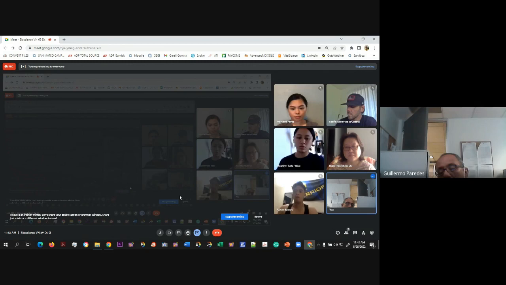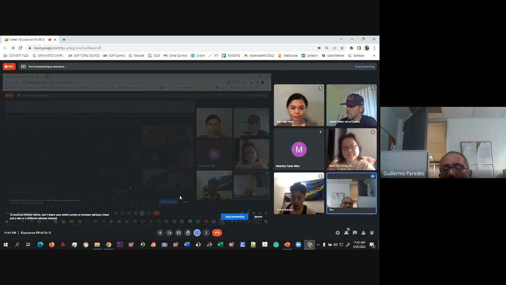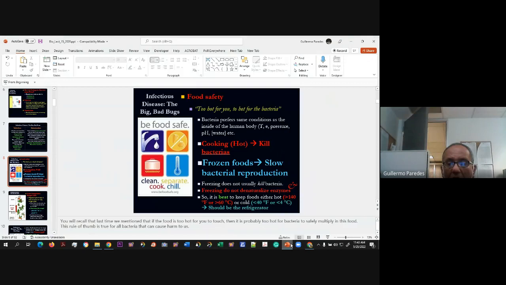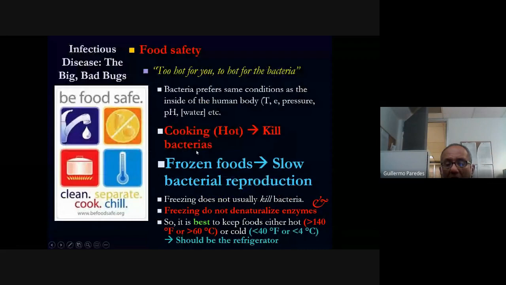So you have a stew, and you can keep the stew 1, 2, 3 days in the refrigerator, but what happens if you keep it 1 year? Right? So it's going to be a lot of bacteria. The appearance and the taste are going to be totally different. Okay? So this is food safety. Here we have: cooking heat kills bacteria, frozen food slows bacteria reproduction.